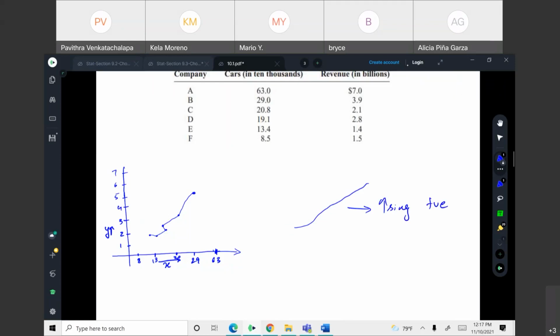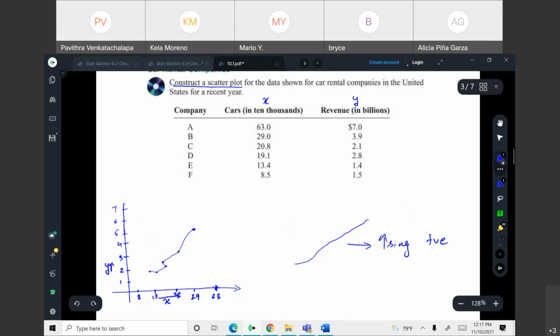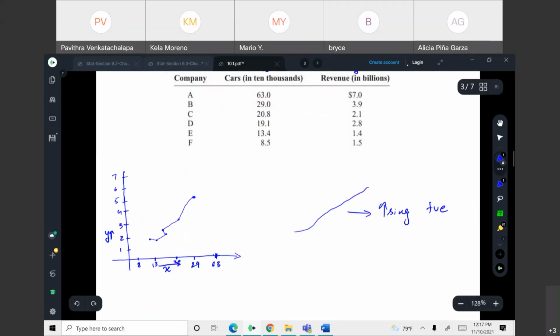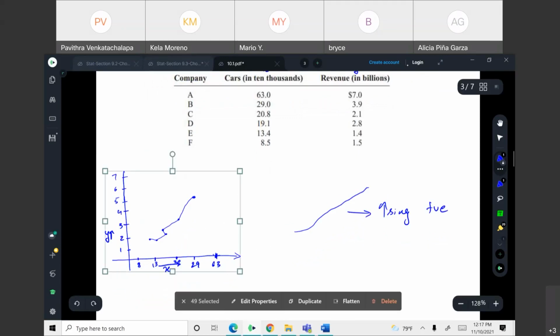So scatter plots help us a lot in understanding the correlation. Got it? So there is no need for you to always calculate the R value and then find out the relationship. You can just plot the scatter plot and then check for the relationship. Okay. So this is one way to identify the correlation.